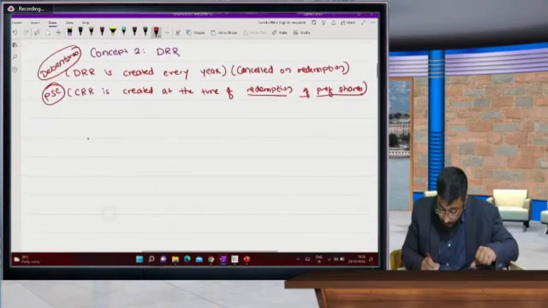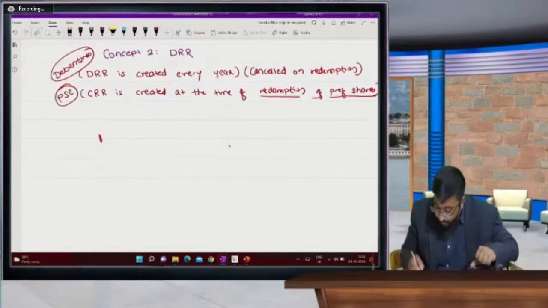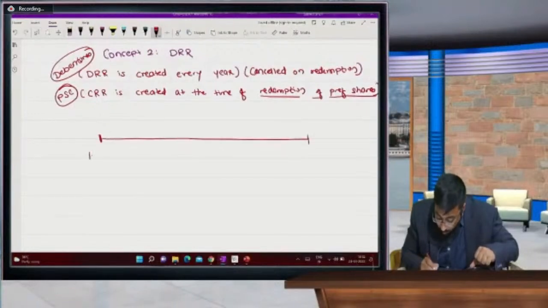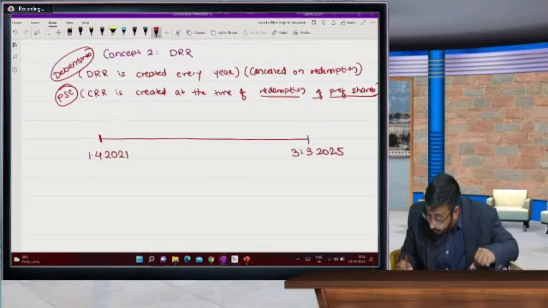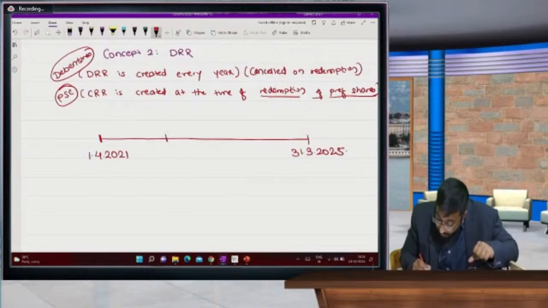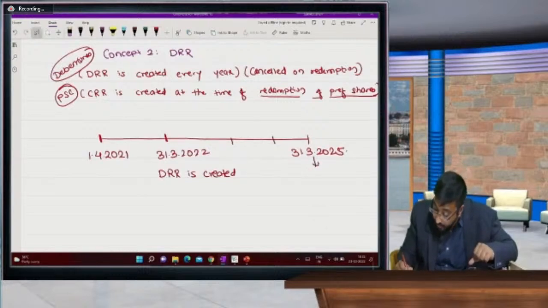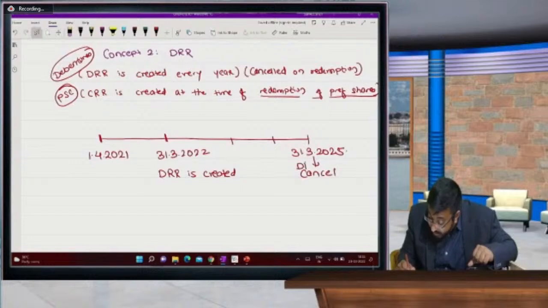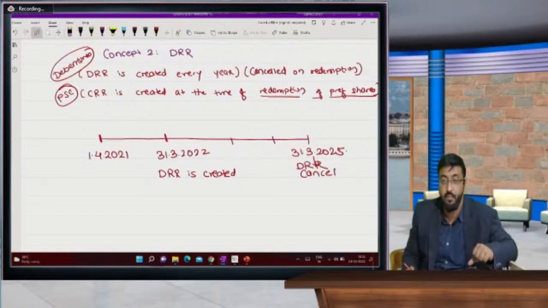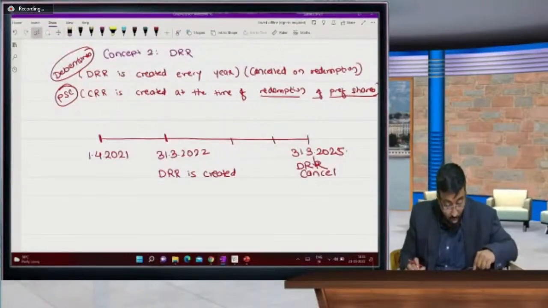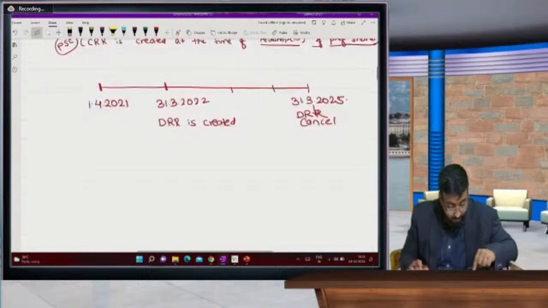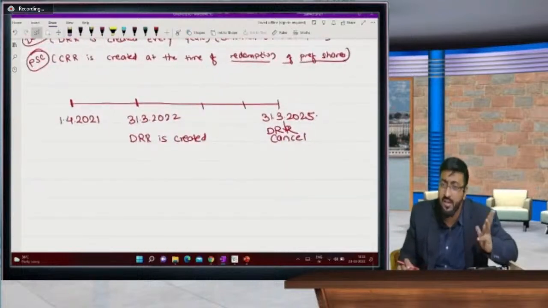See beta, for example, this is the issue date, 1/4/2021, and 31st March 2025. Beta, here you are going to create DRR. DRR is created every year, and on this date DRR is cancelled. Got the difference? Yes, I will tell you the logic. First understand.